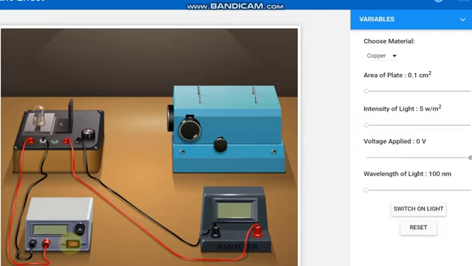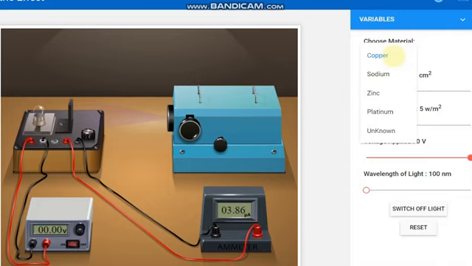First of all, you put on this power supply, then you will find the applied potential is 0, and it is showing some current, that is 3.86 microamps, the current showing in the ammeter. And in this portal, you see here the choose material. So various materials are given.